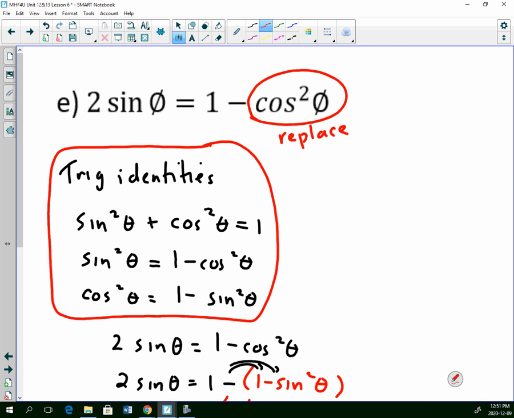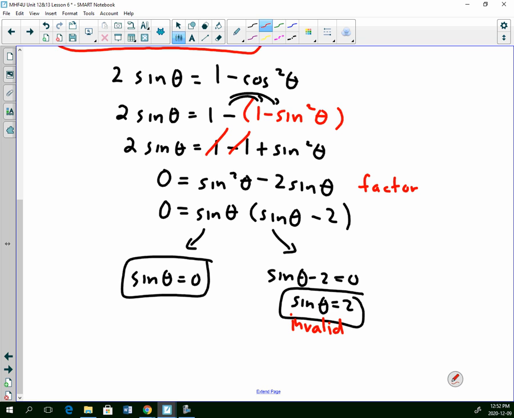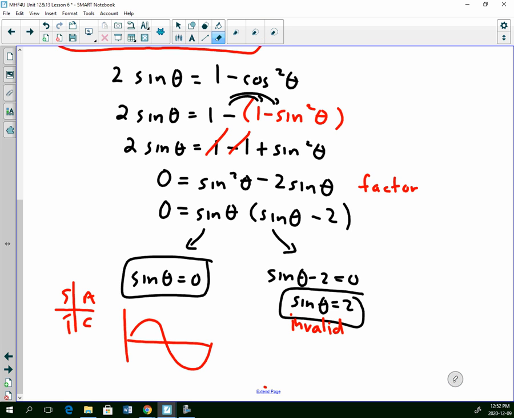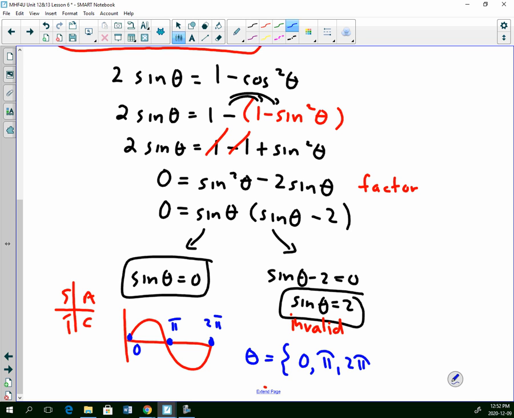I didn't write an interval here, but let's pick an interval. So we'll just do between 0 and 2 pi. So we're going around once in the positive direction. So I'll do my CAST rule. And obviously I can't use that because it's 0, and that means I'm landing on an axis. So my second option is to draw the sine curve over the interval 0 to 2 pi, and then see where it hits 0. So it hits 0 at 0, at pi, and at 2 pi. So that is my solution. So theta equals 0, pi, and 2 pi.